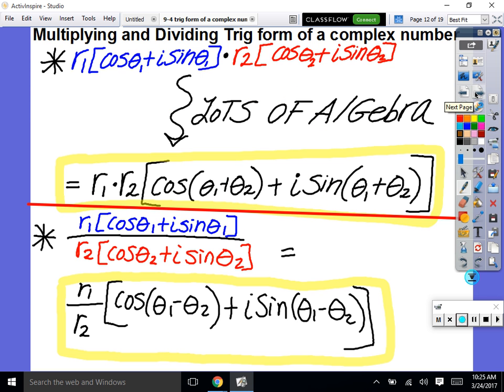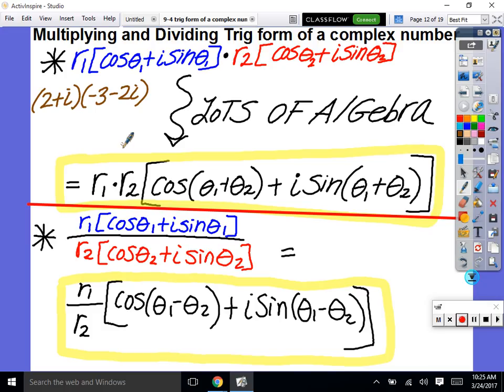Okay, so now we're going to talk about, we know if we wanted to multiply two complex numbers like this, 2 plus i, for example, times -3 minus 2i, we would know how to do that: double distribute, combine like terms, right? But let's say we had a complex number in trig form, and another complex number in trig form, those two being multiplied together. So this is what's going to happen.